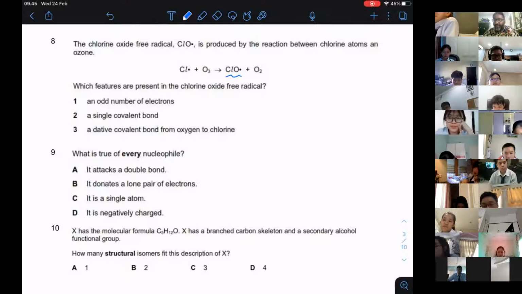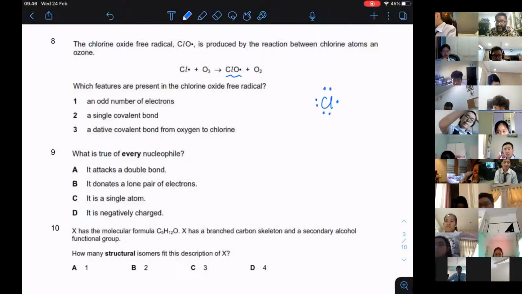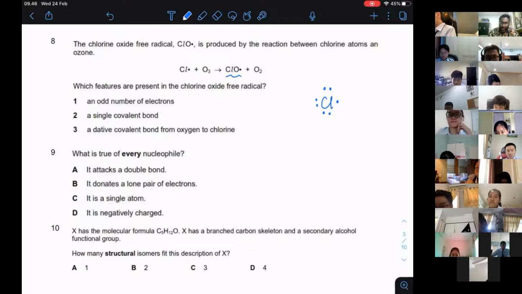Now, the odd number of electron. Please remember, even though Cl, a simple free radical, is represented like this, basically it is supposed to be like this. They have 7 valence electron. So of course, for a free radical, you need to remember, the moment you have 1 unpaired electron, it means they are going to have an odd number of electron. It doesn't matter whether they are joined or not, they will have an odd number of electron.